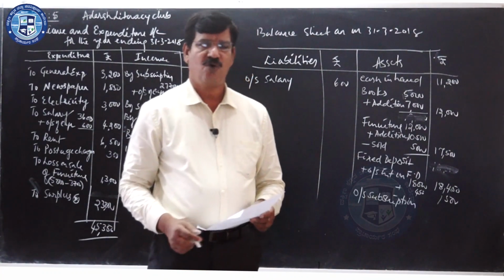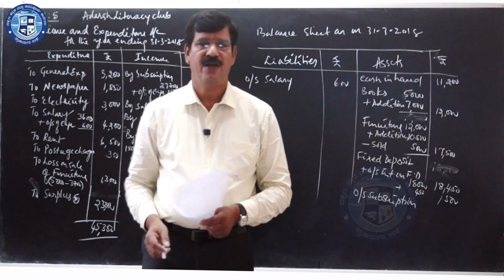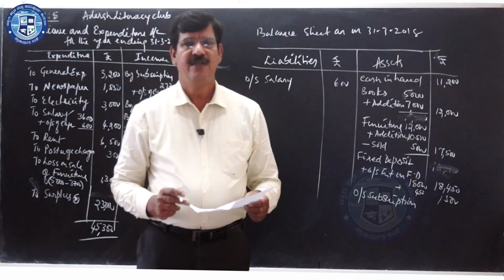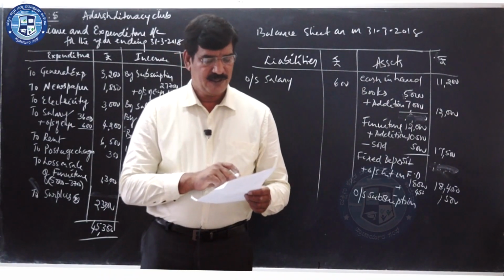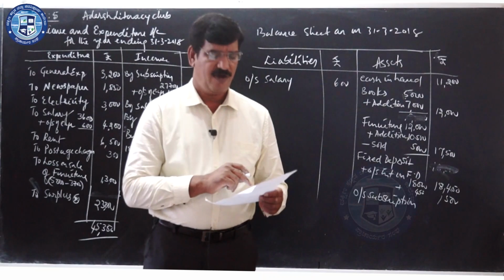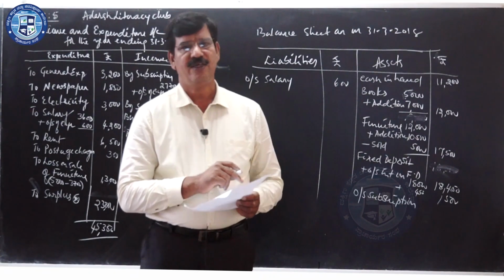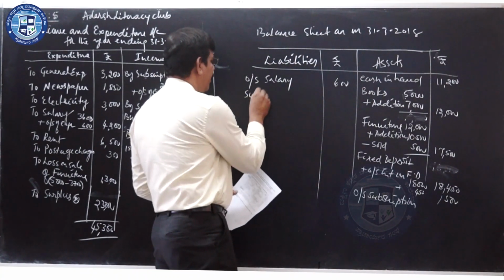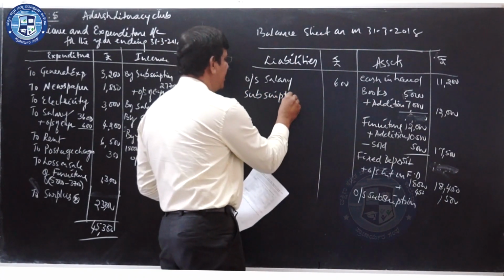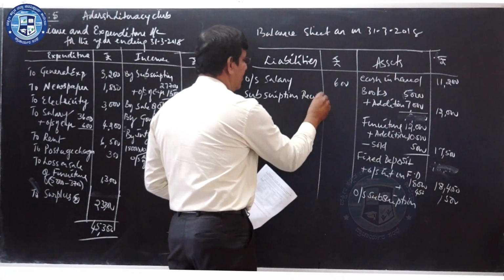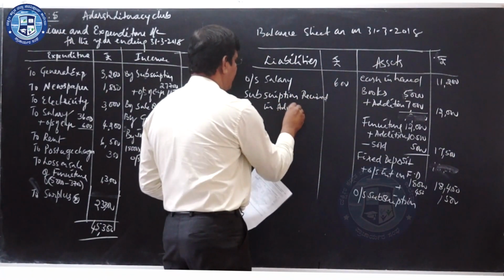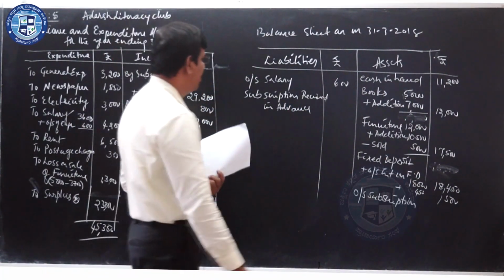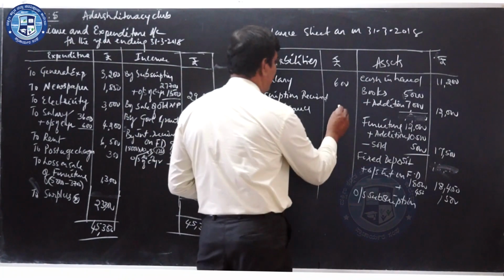Before finding out the total or before you start writing the capital fund, just see, is there any item left out in the receipts and payments account? Yes, when you look at the receipt side, subscription 2017-18 is given, and 2018-19, 500, is not entered anywhere. So it is subscription received in advance for next year. Subscription received in advance, the amount is 500.